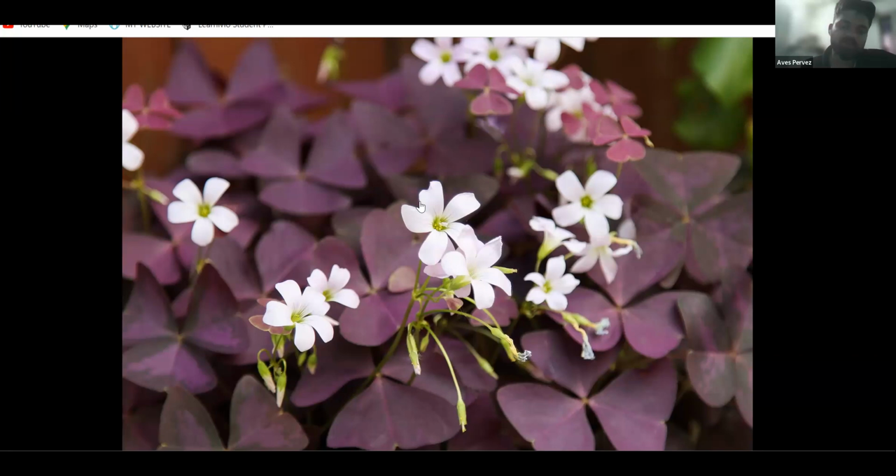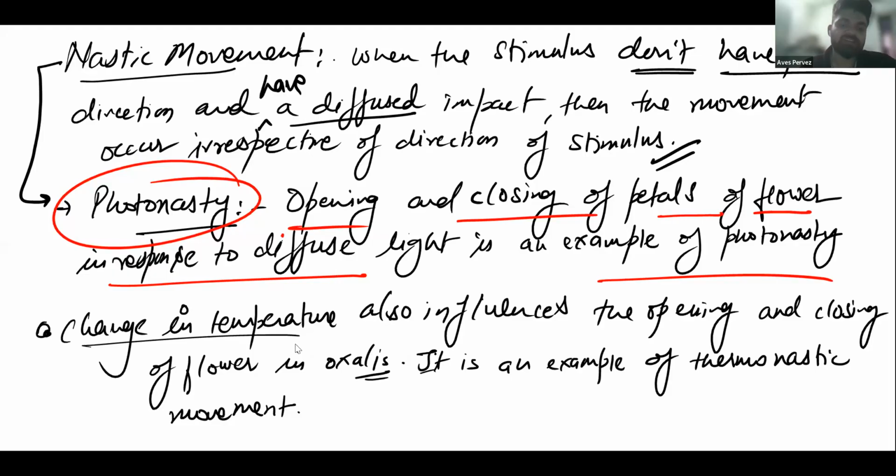So write here that a change in temperature also influences the opening and closing of flowers in oxalis. This is an example of thermonastic movement. Thermo means temperature, heat, and nastic because it is a type of nastic movement. That is called thermonastic movement, or thermonasty.